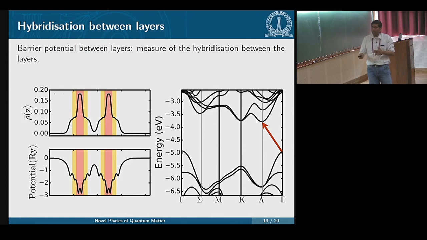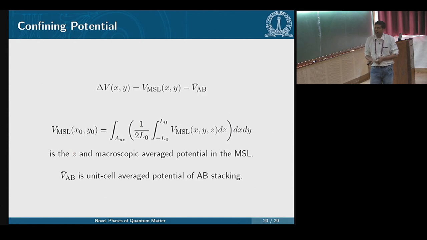So what I will do is track this value of the maximum potential between the two layers as some measure telling me how well these two layers are hybridizing. That is one way in which I can measure the hybridization between the layers. But the other thing that I notice is that there are various stackings inside this.